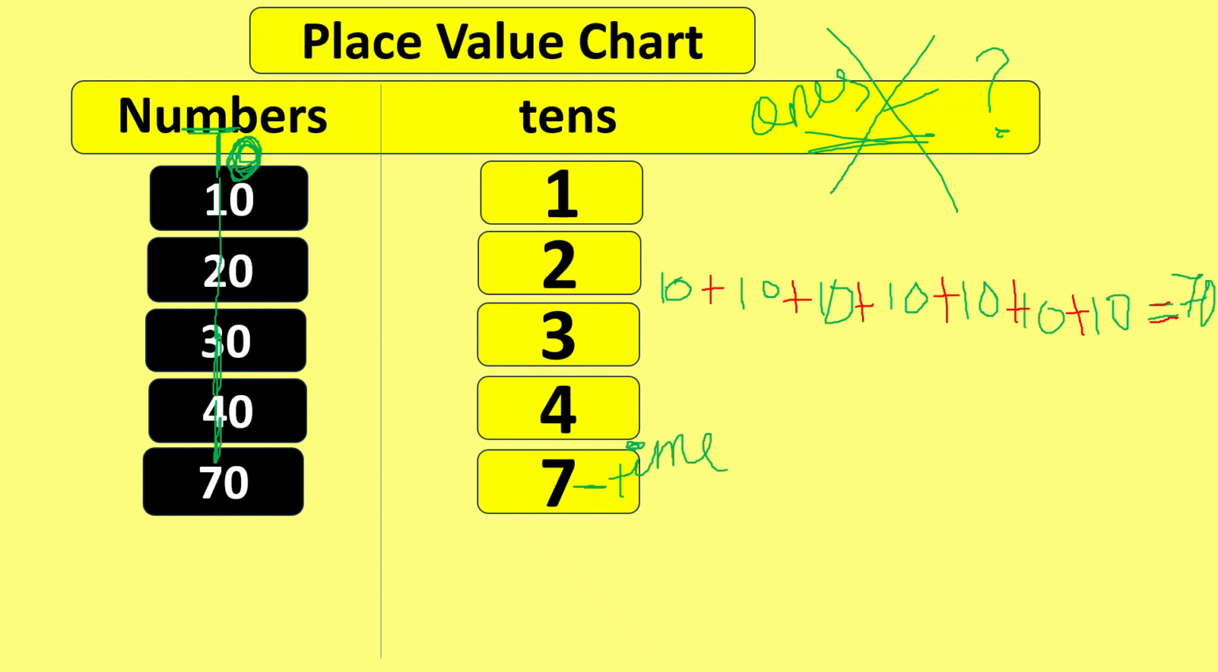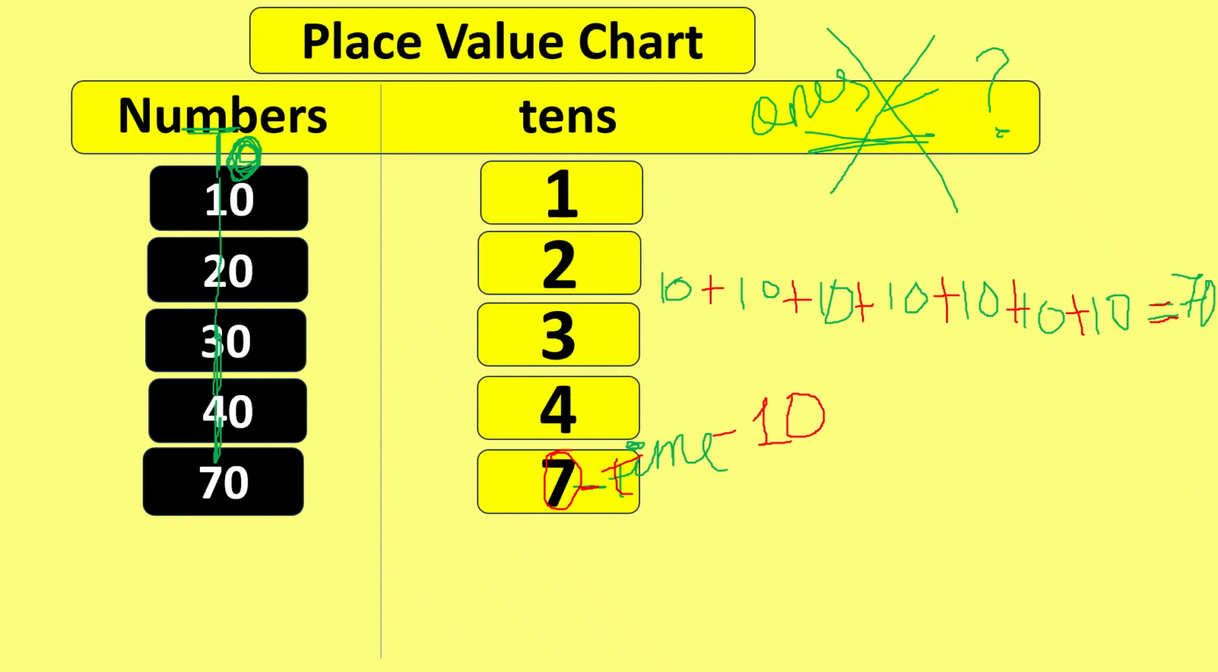We can say it like this: the 7 stands for 7 times 10. If you want, write it down as it is in your notebook, and that will be helpful for you. So it's 1 ten, 2 tens, 3 tens, 4 tens, 5 tens, 6 tens, 7 tens, and we get 70. Clear? How many times did we use 10 here?